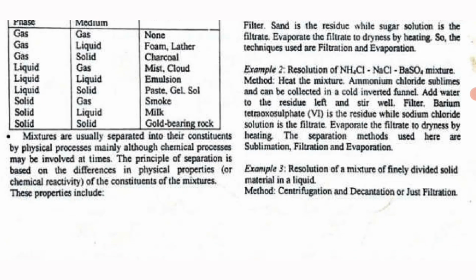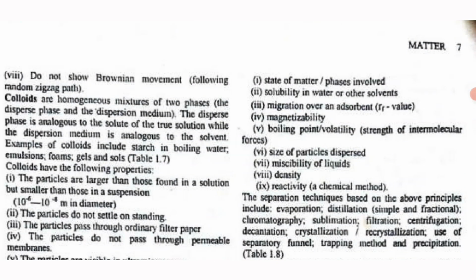Now, mixtures are usually separated into their constituents by physical processes, mainly, although chemical processes may be involved at times. The principle of separation is based on differences in physical properties or chemical reactivity of the constituents of the mixture. These properties include, we have about nine of them here. Number one, state of matter or the phase involved. Number two, solubility in water or other solvent.